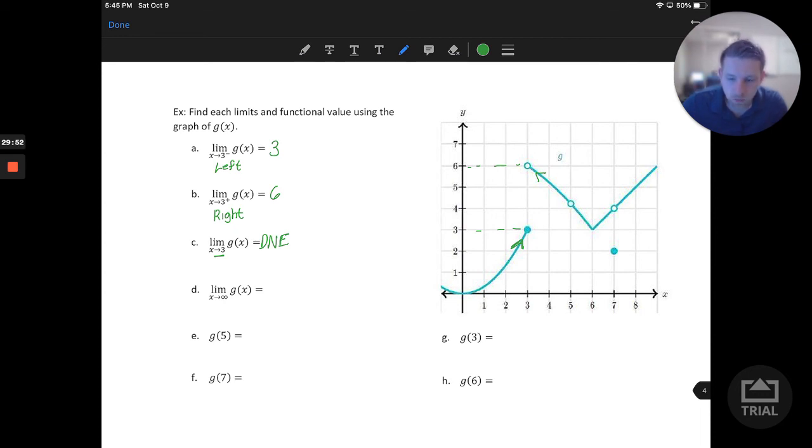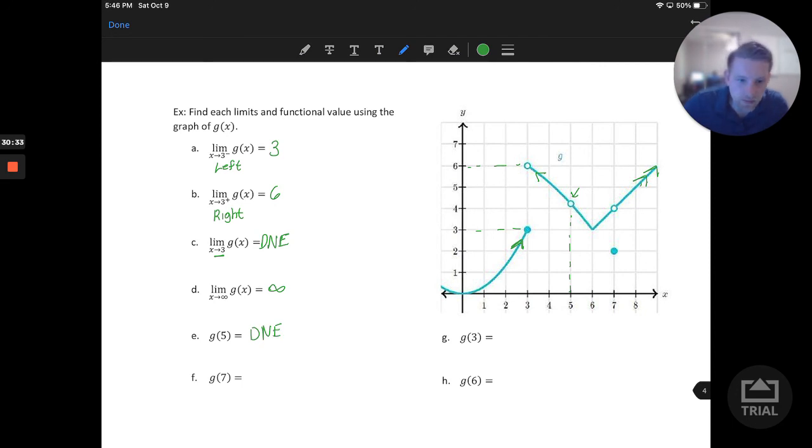The final limit that we'll evaluate here is as x goes to infinity. This looks kind of similar to the previous graph. As x goes to infinity, the right-hand end behavior, it appears like our graph is going off and tending towards infinity again. And we'll finish off with 4 different functional values here. We have the functional value at 5. We'll notice that at 5 we have another hole in our graph. That's undefined. And so we would say this functional value does not exist.